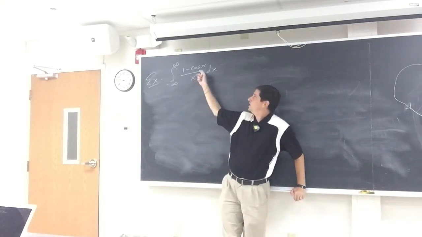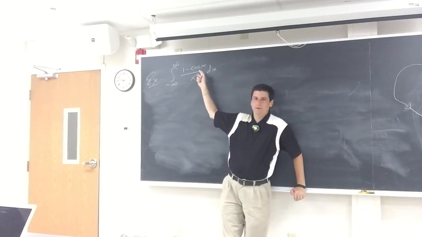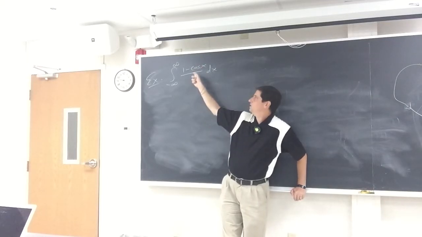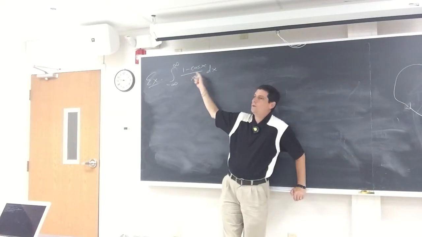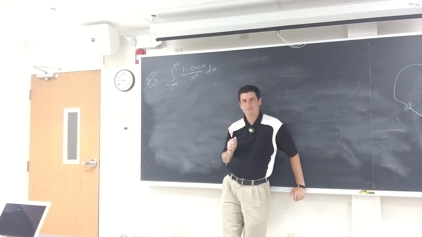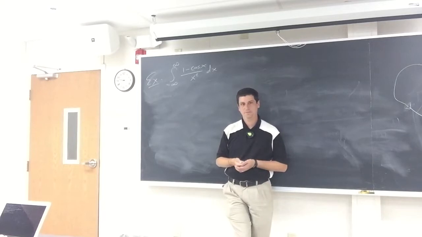Near the origin, cosine of x looks like 1. Okay, we've got 0 over 0, so we use L'Hopital's rule, or we Taylor expand cosine of x, and we get 1 minus x squared over 2. So the 1's cancel. So near the origin, this looks like a half. So it's going to be integrable, so at least it makes sense.